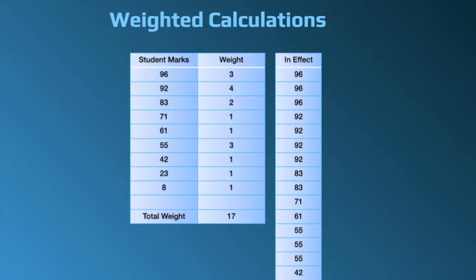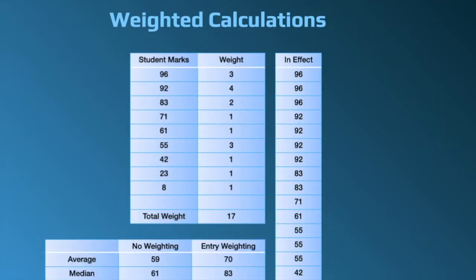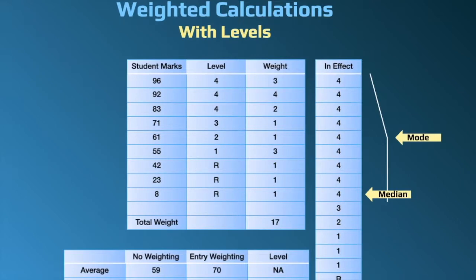The median is calculated by putting the marks in order from lowest to highest, and then picking out the mark that's in the middle. The mode, on the other hand, is the mark that occurs most frequently, and so is a measure of the student's most consistent performance. If you use levels, the calculation is the same. Each mark contributes as many times as the weight value.